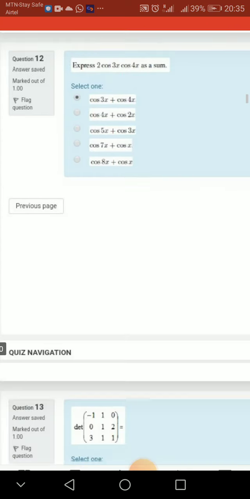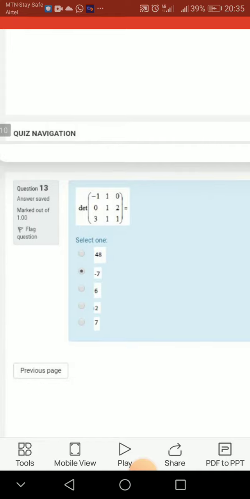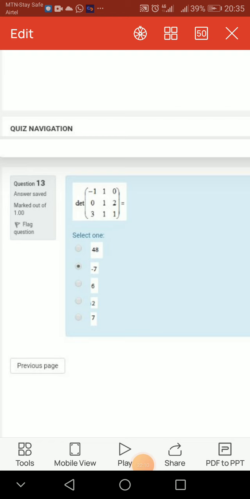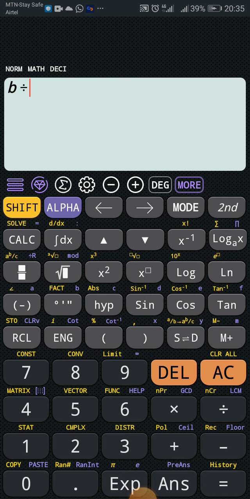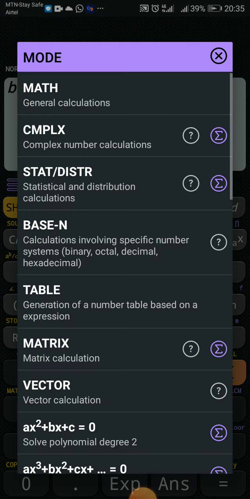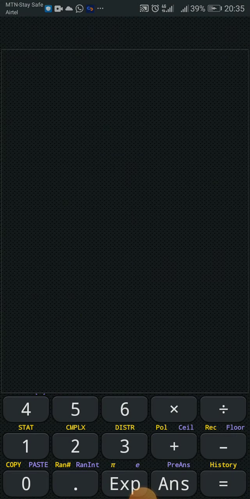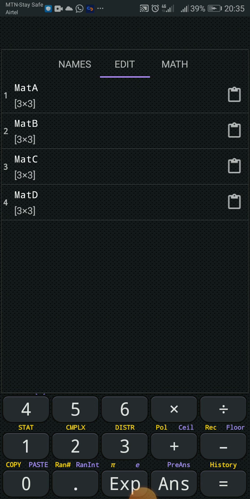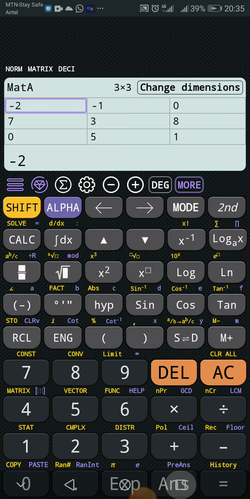Okay, so let's proceed. Now this is saying we should find the determinant of this matrix. So how do we find the determinant of this matrix? Our matrix, like I said, has to be in matrix mode. So matrix, where is it? This. So I want to edit my matrix. Okay, just to show you. So I'm editing mat A.